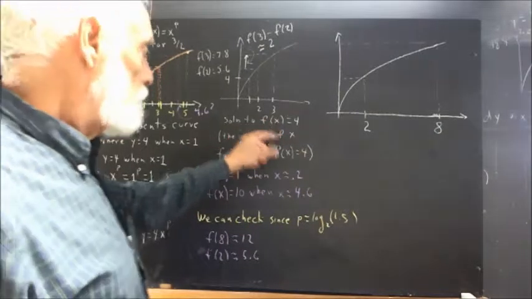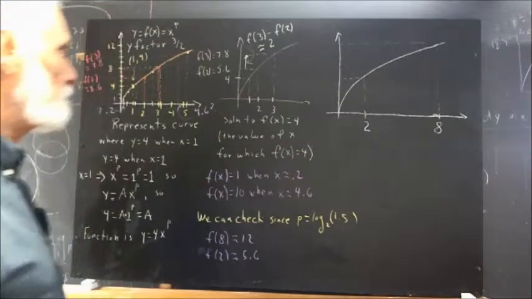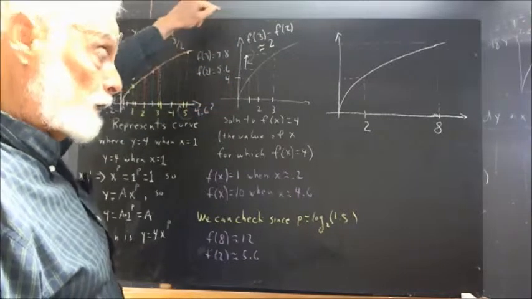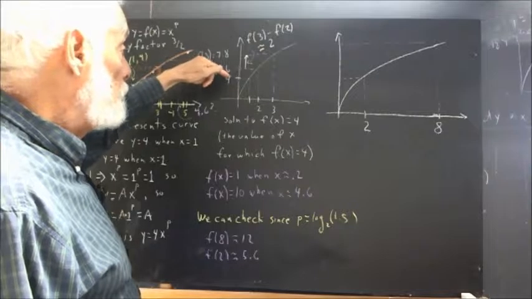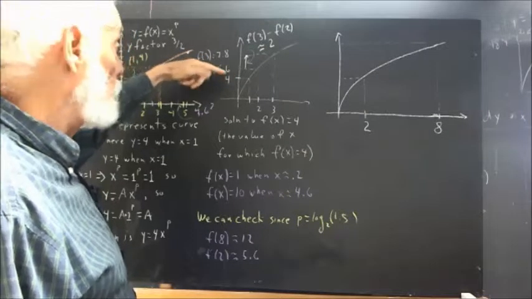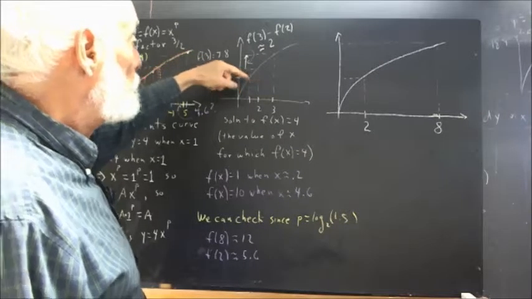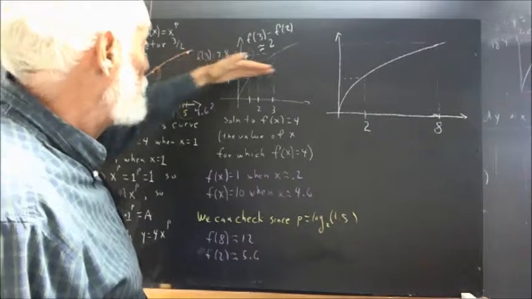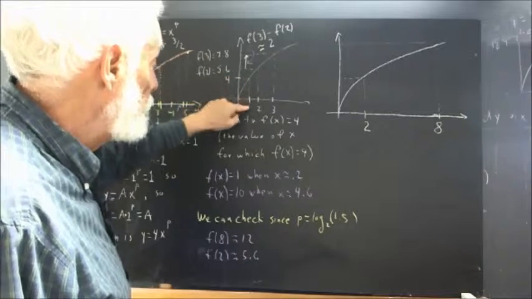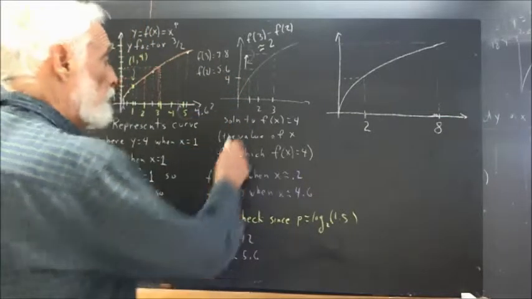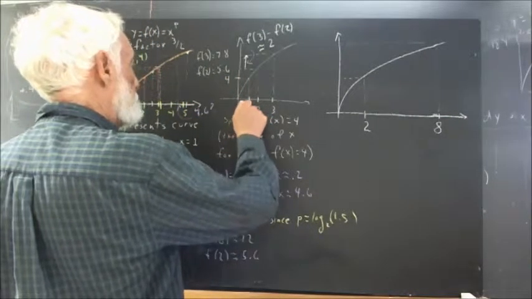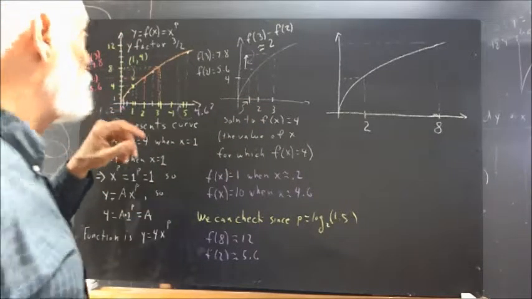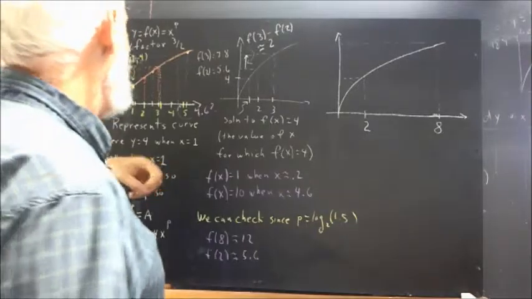What's the value of x for which f of x equals 4? So let's see. Here's 4, and these are the values of f of x. So for what value of x is f of x equal to 4? Well, whatever value x has when it reaches this height. So we project over here and down to here, and right there is my solution to f of x equals 4. That x value.